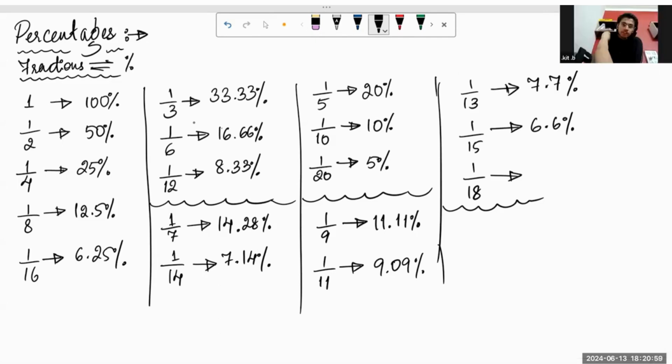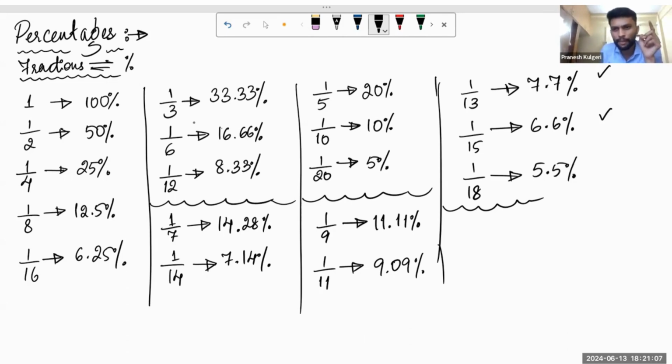Sir, 1 by 13? 5.5%. Correct. 1 by 13 is 7.7, 1 by 15 is 6.6, and 1 by 18 is 5.5. Easy to remember these three figures.